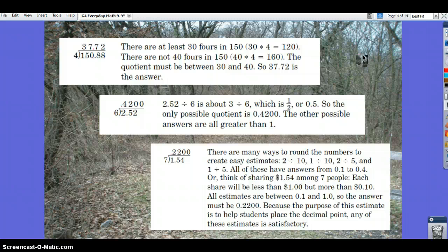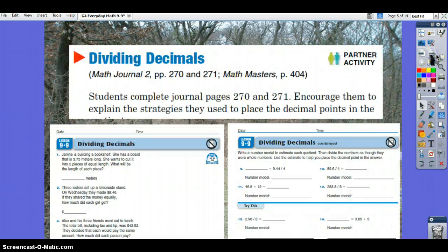Again, the next one, I'm just reviewing these. 2.52, or 2 and 52 hundredths, divided by 6 is about 3 divided by 6, which is half, or 0.5. So the only possible quotient is 0.42. All the other possible answers are greater than 1. Again, I'm just reviewing these, so hopefully it starts to make clearer sense for you.